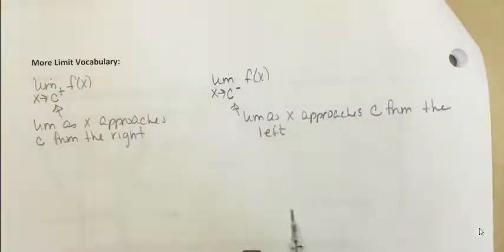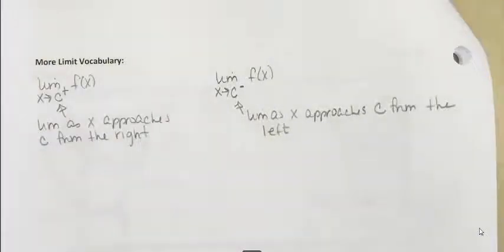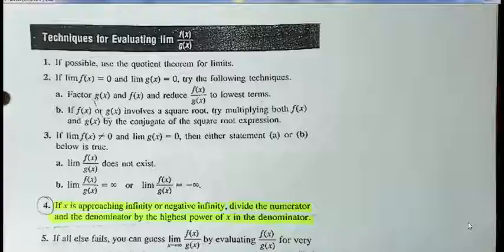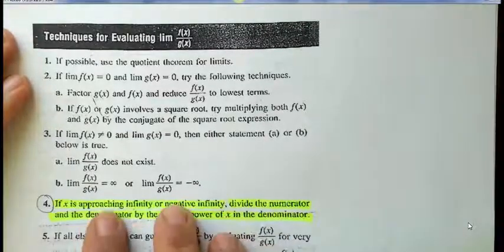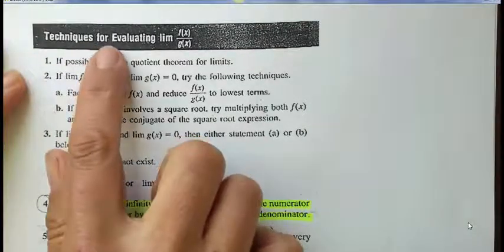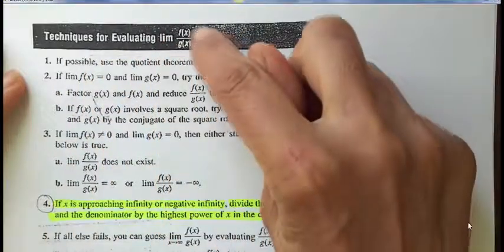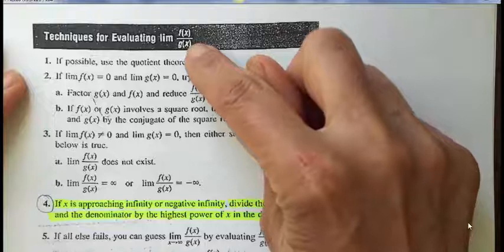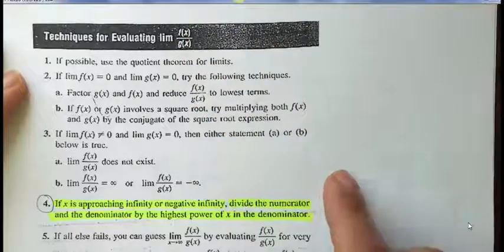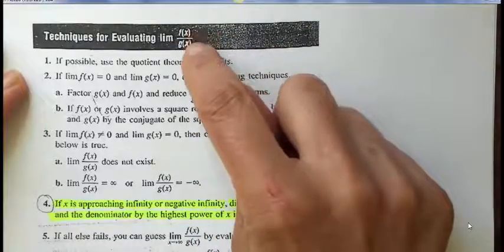Okay, so those are one-sided limits. Sometimes you'll just want to know from one side. Okay, we're going to go back and talk about this section that we already looked at, number 4. These are called the techniques for evaluating the limit of a rational function. Notice you've got a function in the numerator and a function in the denominator, so that's a rational function. This is a quotient of functions.